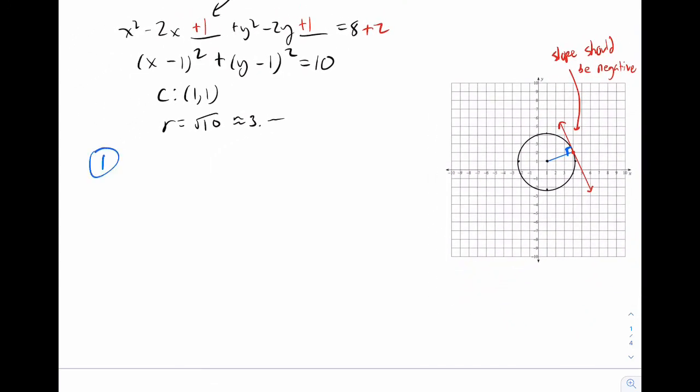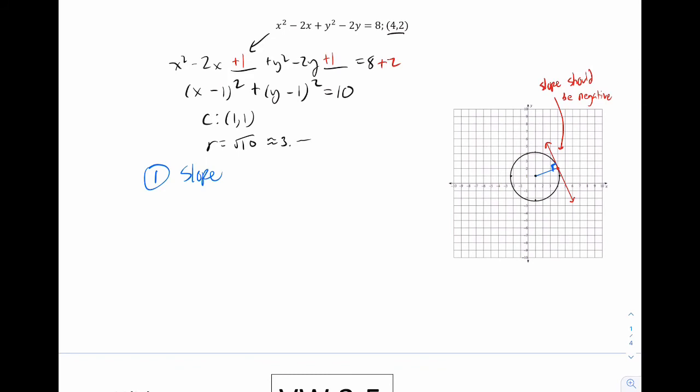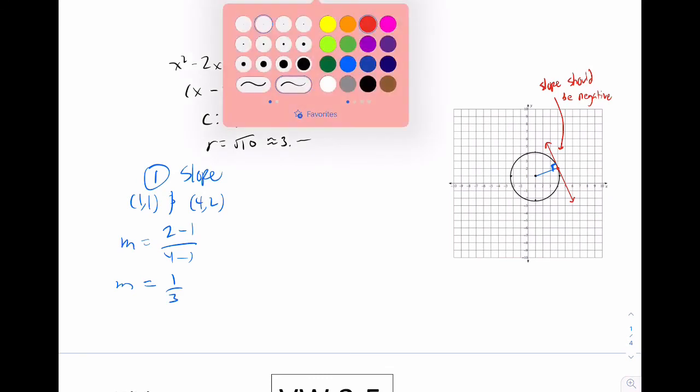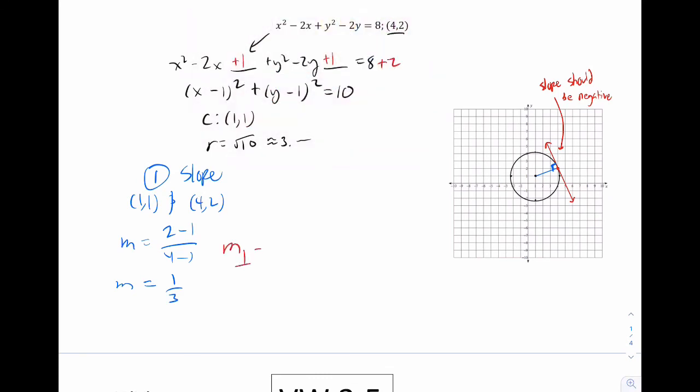Let's find this radius here. We know this is perpendicular. So step 1, let's find the slope. So the point given is (4, 2). Our center is (1, 1). So slope is going to be (2 minus 1) over (4 minus 1). That's going to be 1 over 3. And remember, you want the perpendicular slope because we're looking for the red line. So m perpendicular is negative 3.